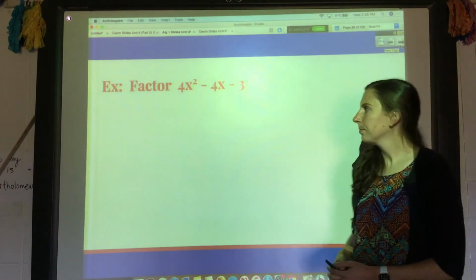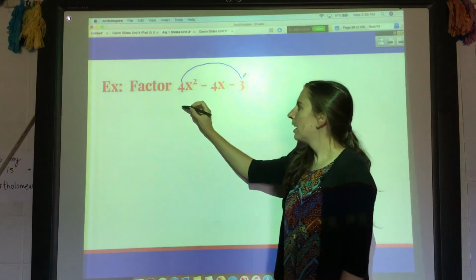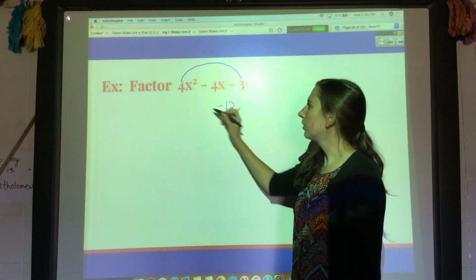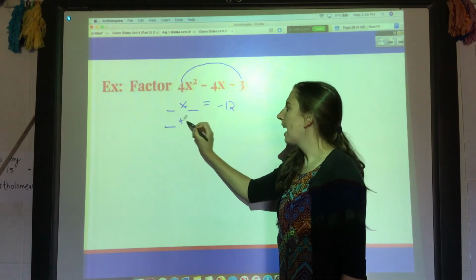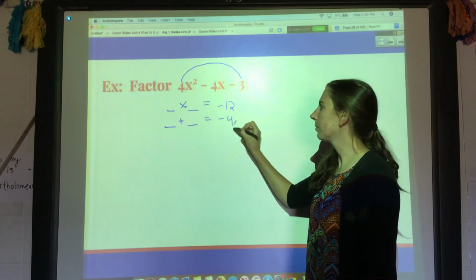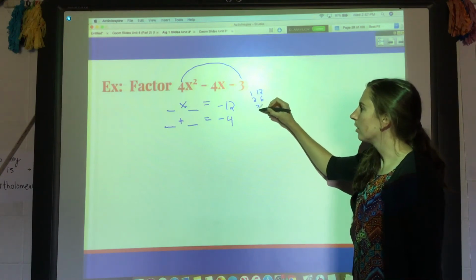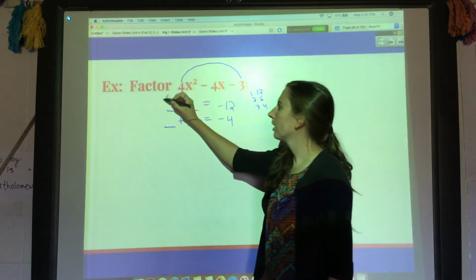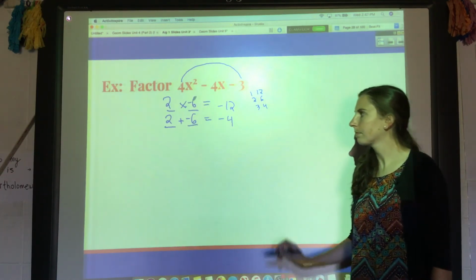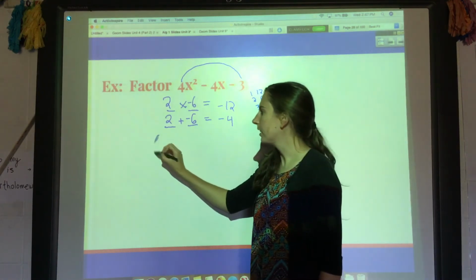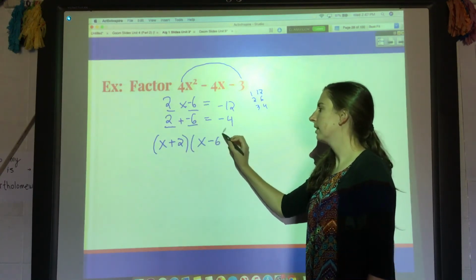All right, here's the last one. There's no GCF here. It's 3 terms, so I'll do rainbow method. 4 times negative 3 is negative 12. So what are two numbers that multiply to give me negative 12 and add to give me negative 4? My options will be like 1 and 12, 2 and 6, 3 and 4. 2 and 6 will work if I make the 6 negative. Okay, so fill those into your factors. x plus 2 is positive 2, and x minus 6.